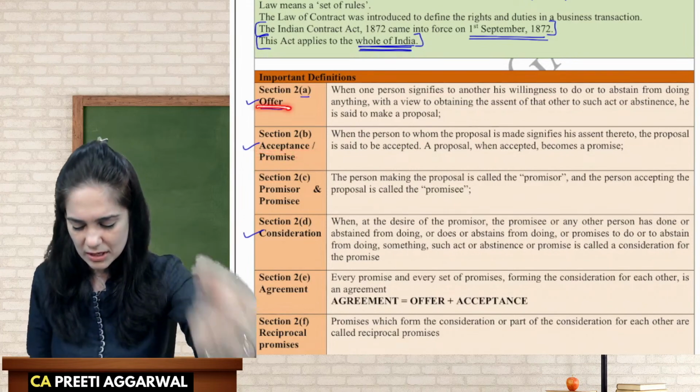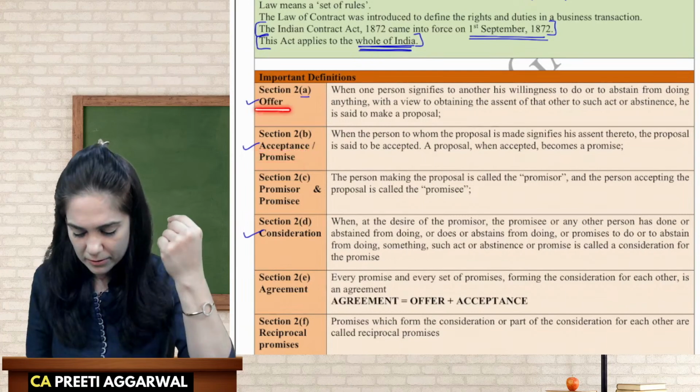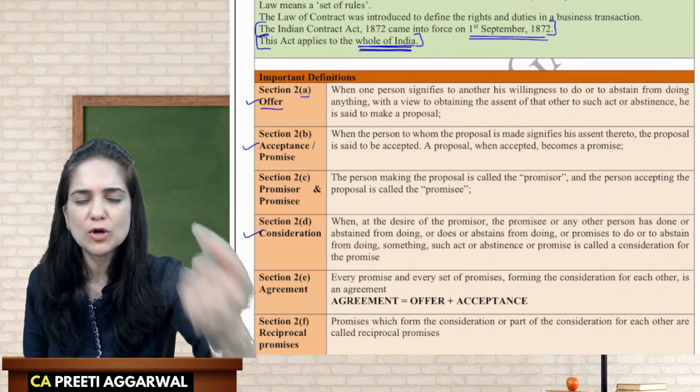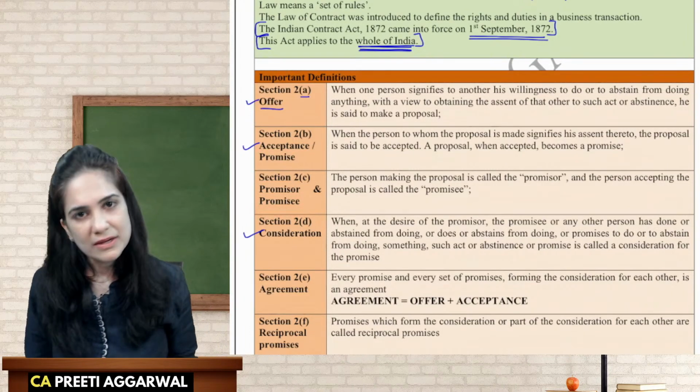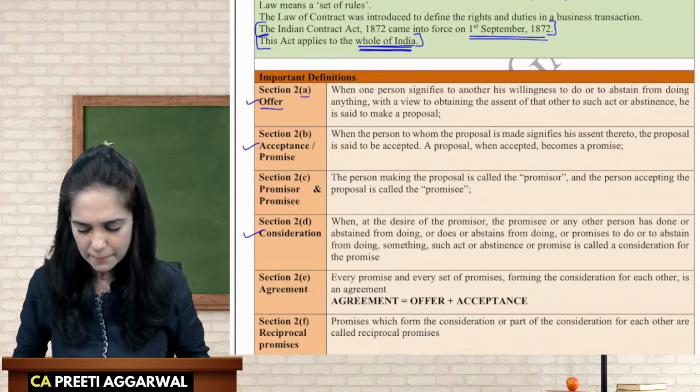A proposal, when accepted, becomes a promise. The one who gives the offer is the promisor, and the person to whom the offer is given is the promisee. Is it clear? So Section 2 Clause C defines promisor and promisee.